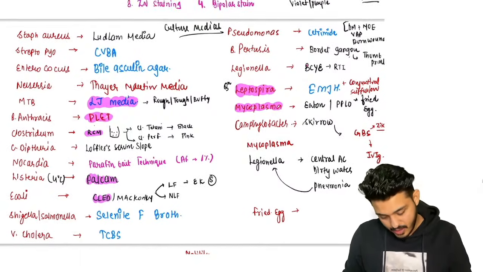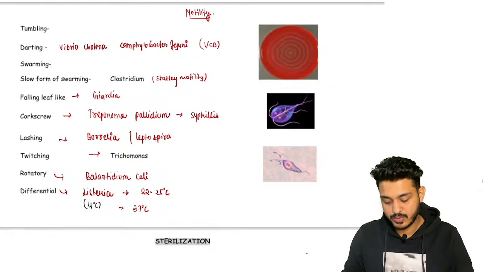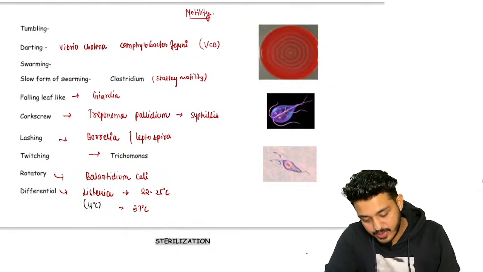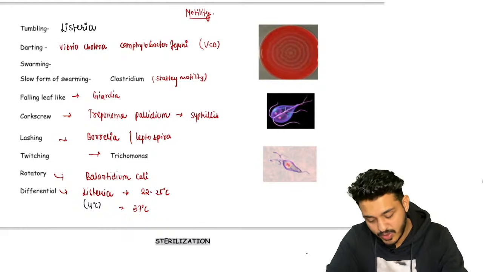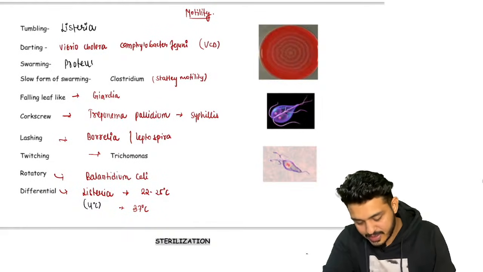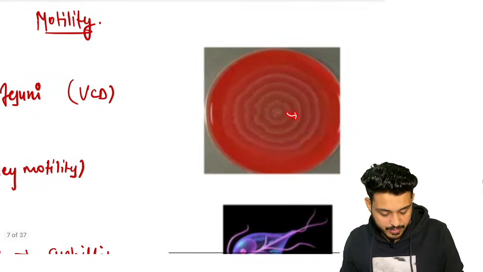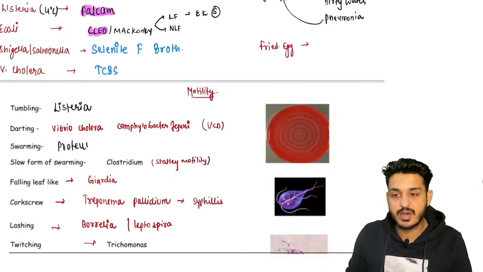Okay. All right. So next thing is about motility, beta. Another question they have asked you from motility is going to be what? Tumbling motility is seen with what? Tumbling motility is seen with Listeria, beta. Listeria, right? Swarming is a feature of Proteus. Swarming का मतलब क्या होता है? छा जाना, spreading, right? So this is what is swarming. Can you see? Can you appreciate? It is spreading all around. This is known as swarming motility.